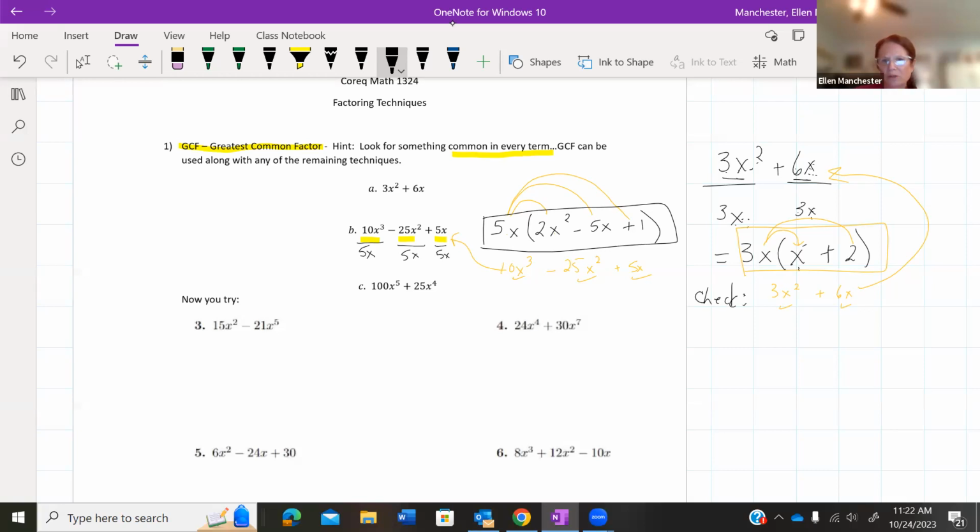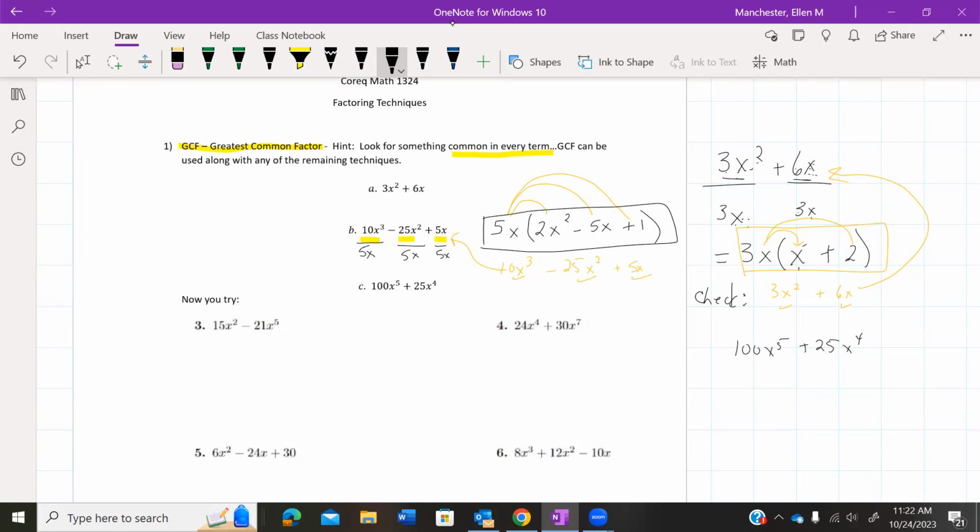Okay, let's try one more. C is 100x to the 5th plus 25x to the 4th. What's in common? Anybody? The 25 and x to the 4th. Perfect. So 25x to the 4th is in common with both, which means when I say in common, that means I can divide 25x to the 4th out of both of those.